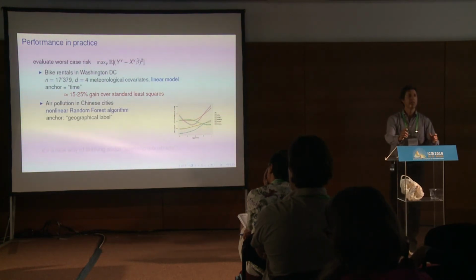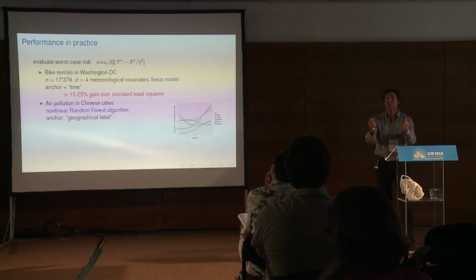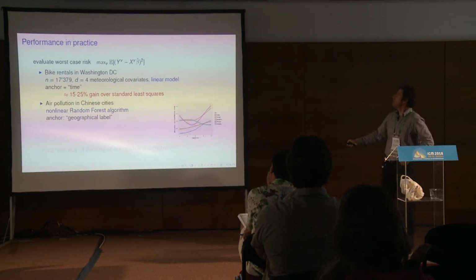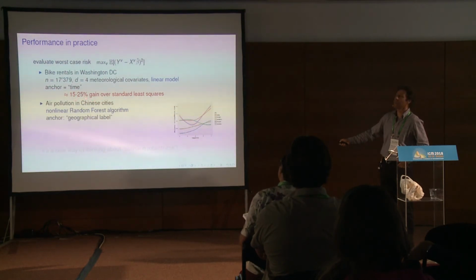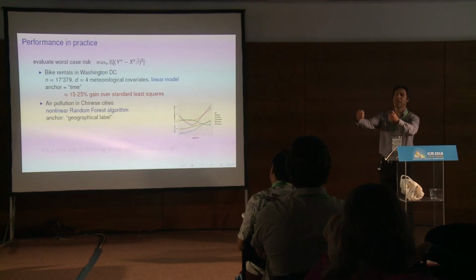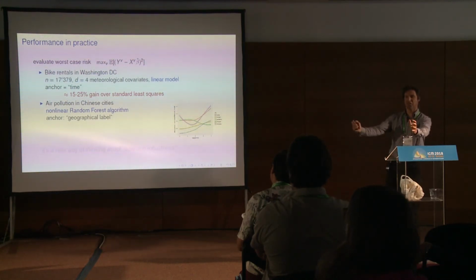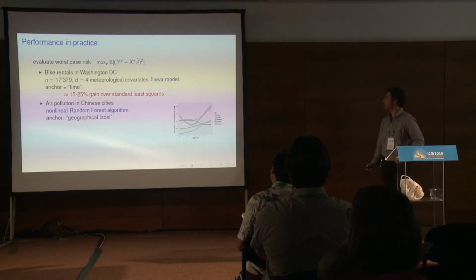What is my anchor? My anchor, my environments, my perturbations is time. Maybe over time, the system changes, right? And so we take blocks of consecutive time points, and the unit size of a block is a day. Now if you do that, you gain over least squares about 15 to 25% if you evaluate worst case risk in some sort of a cross-validation framework. Okay? That's pretty good. So you can simply improve upon least squares.